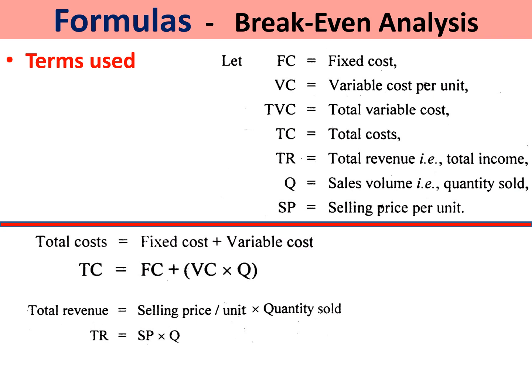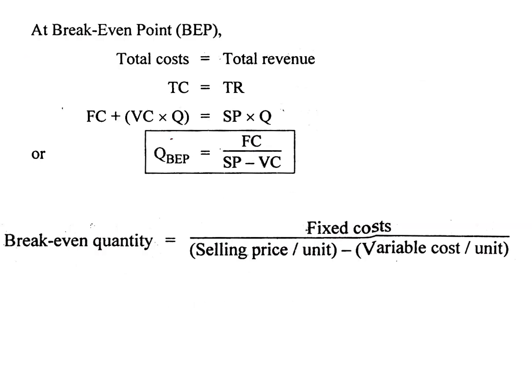And coming to the formulas, the first one is total cost, that is nothing but fixed cost plus variable cost, that is TC equal to FC plus VC into Q. The next one is total revenue, that is selling price per unit into quantity sold. And coming to the break-even point calculation, we have to go for one assumption, that is total cost should be equal to total revenue, that is TC equal to TR. Substitute the corresponding equations and get Q BEP equal to FC by SP minus VC.